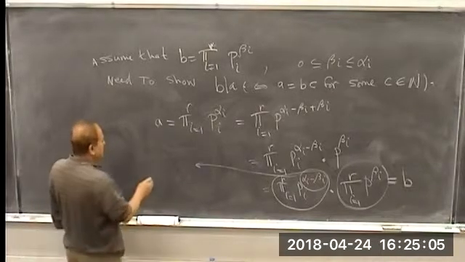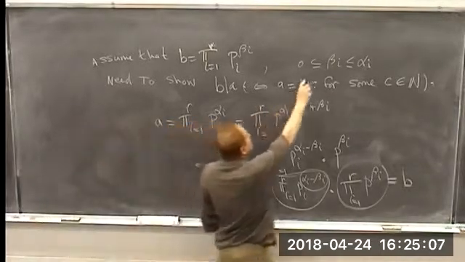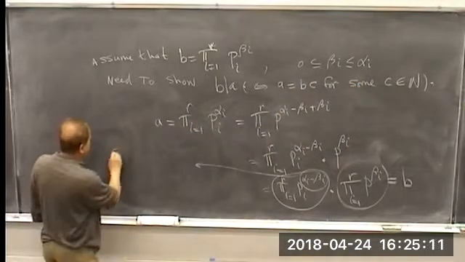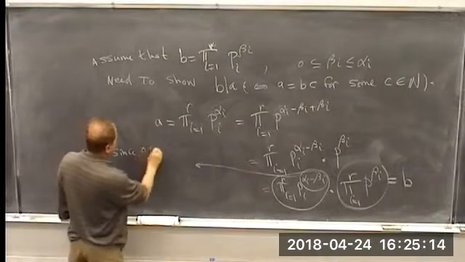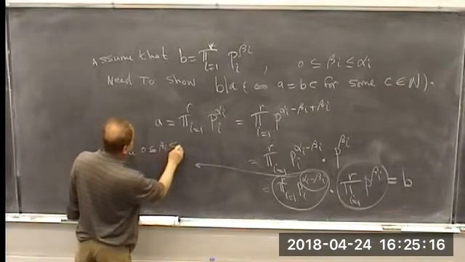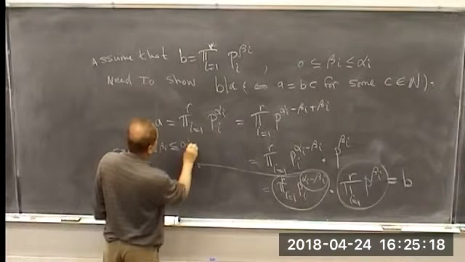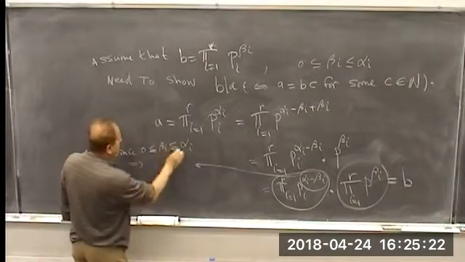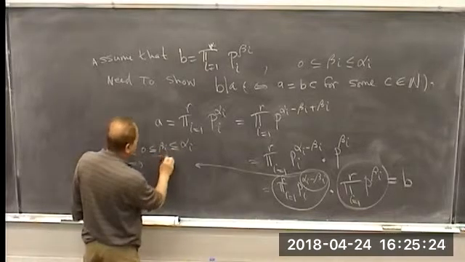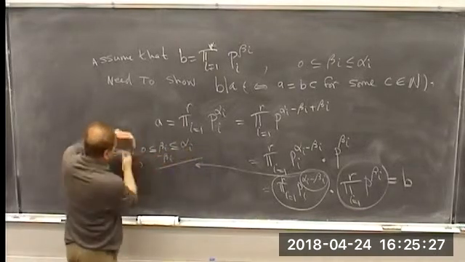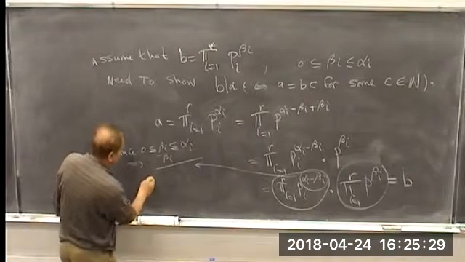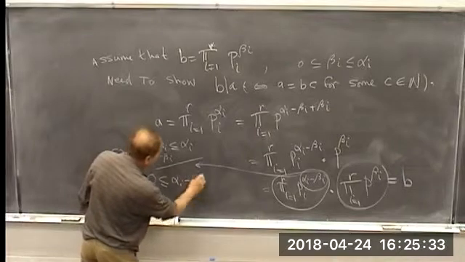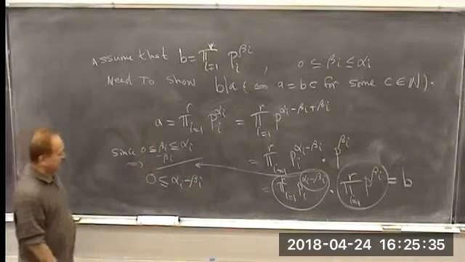0. To see that, let's look at the condition on the beta i's. Since 0 is less than or equal to beta i, which is less than or equal to alpha i, this implies that if you subtract the beta i from here, I don't care about this side, then we get 0 less than or equal to alpha i minus beta i. And this is true for everything.